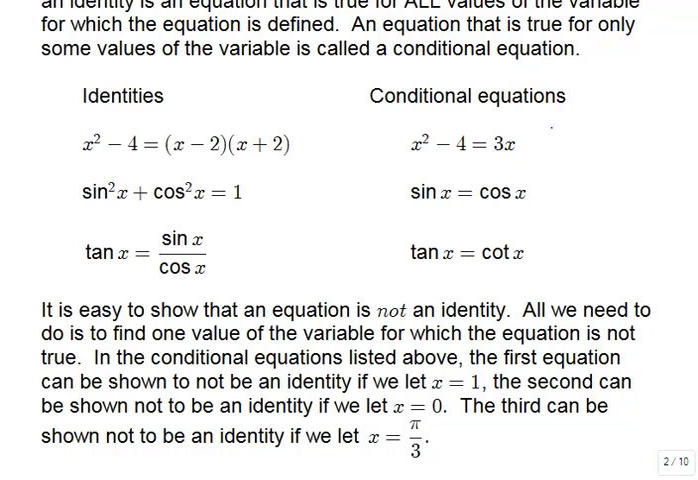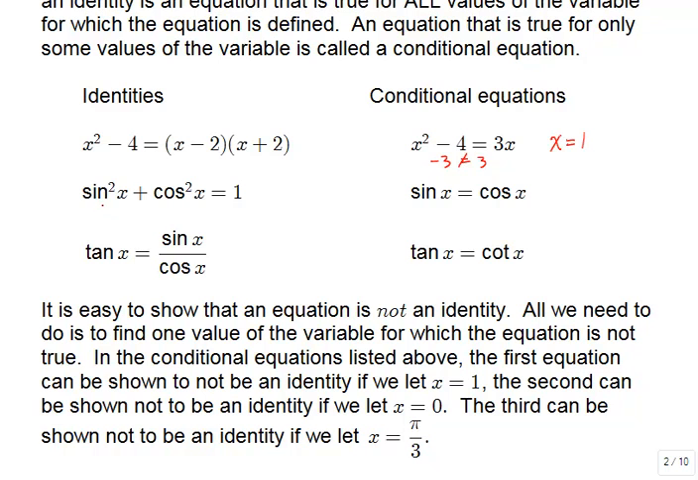You can show that if you were to let x equal 1 in this equation, it's not true. So 1 squared minus 4 would give you negative 3, and 3 times 1 would equal positive 3. So this is what we call a counterexample, a value of x that shows that this is obviously not an identity because there are values of x out there which make it not true.